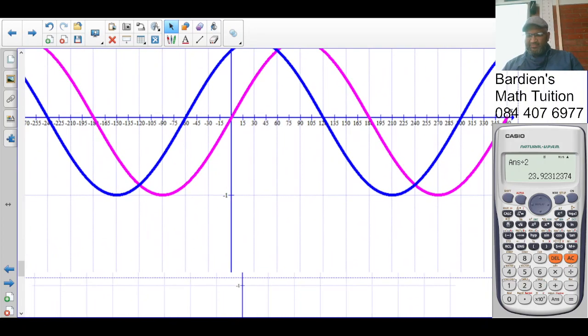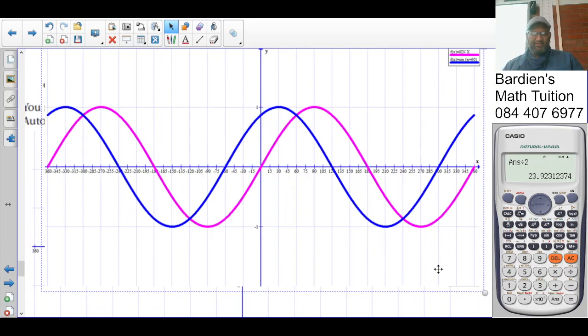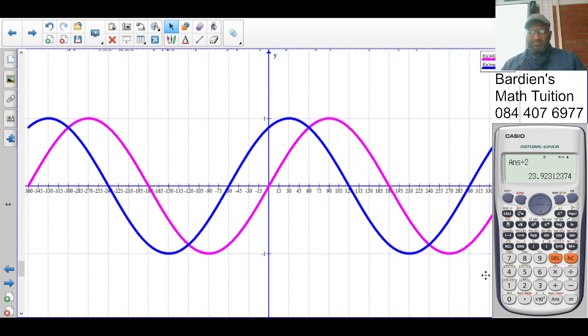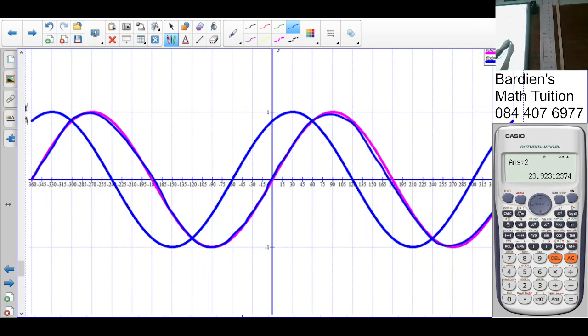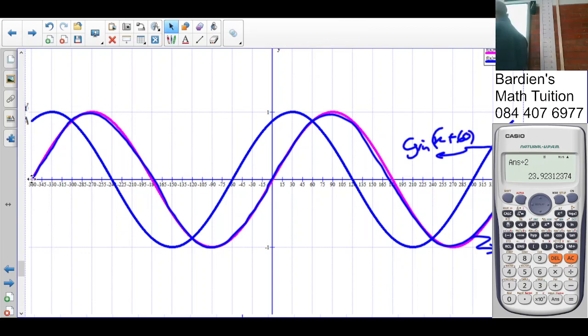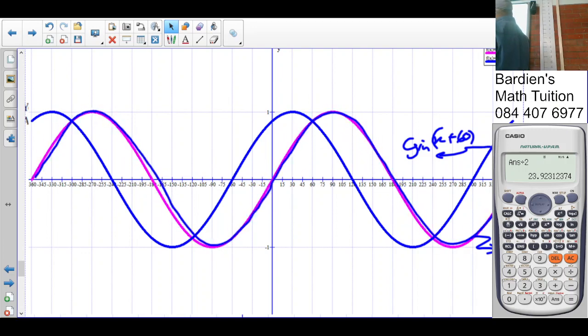So this is what the graph now looks like. So let's talk about this graph quickly. What do you notice? If you take the original graph, from 360, maximum, down, minimum, maximum, minimum. What do you notice? Remember, this graph is the sine of x graph, and the second graph that I've drawn is sine x plus 60. What do you notice? It's actually this graph here, which is the y equals sine x graph.